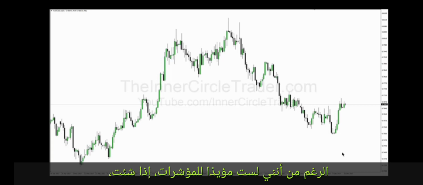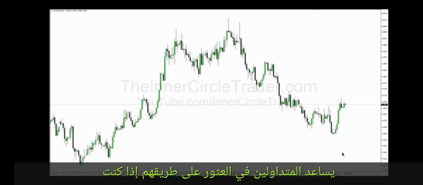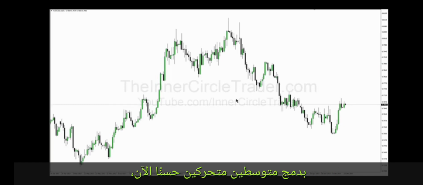While I am not a supporter of indicators, it's going to seem sacrilegious for me to put an indicator on my chart like you're going to see tonight, but I think it's a good crutch. It helps traders find their way in a directionally trending environment. The way I use this is I incorporate two moving averages.